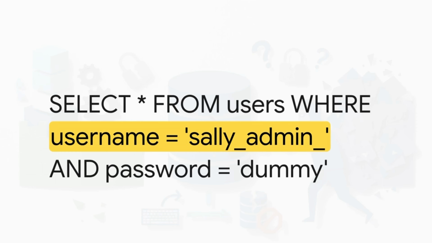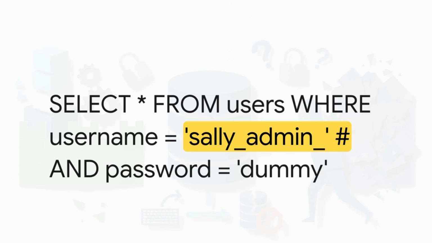Normally, when you log in, Sally's database runs a SQL query looking like this. Select all data from the users table where the username equals Sally_admin and the password equals dummy. Both of those conditions have to be completely true for the system to let you in. But like we said, the login wasn't built securely. It doesn't sanitize the inputs. So Kim types Sally_admin into the username box.